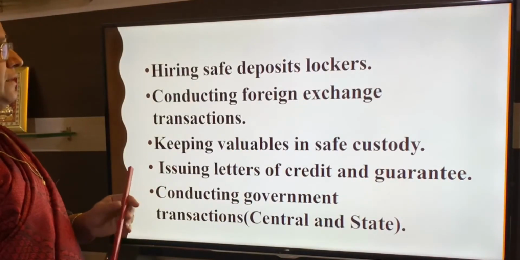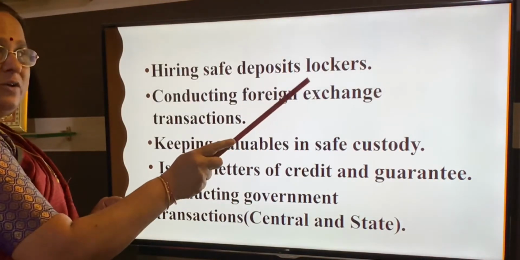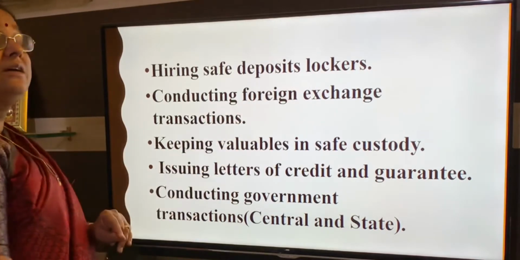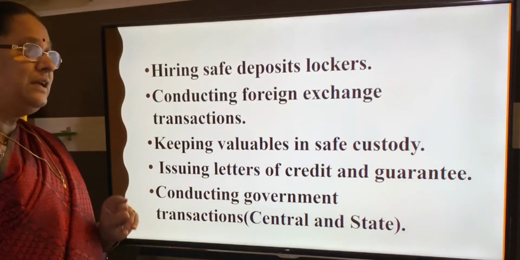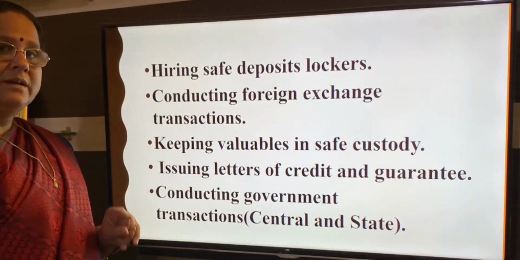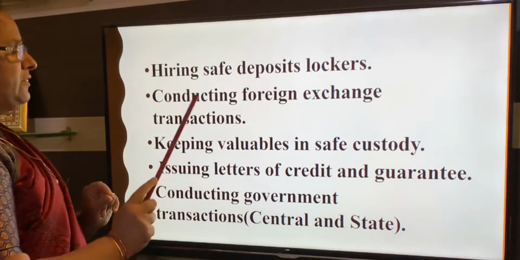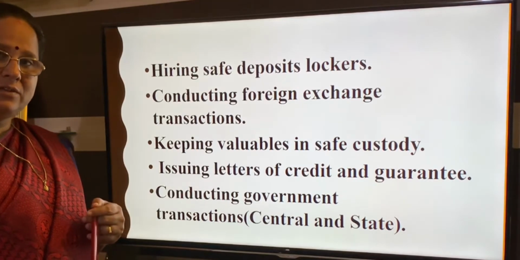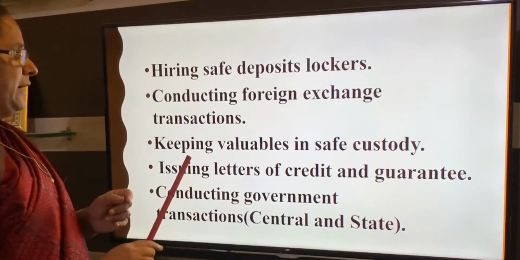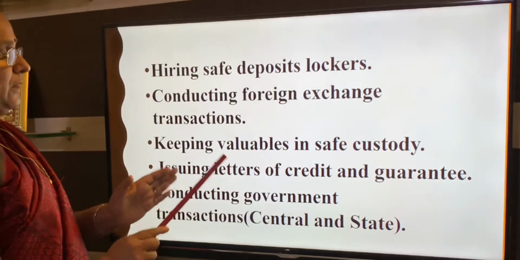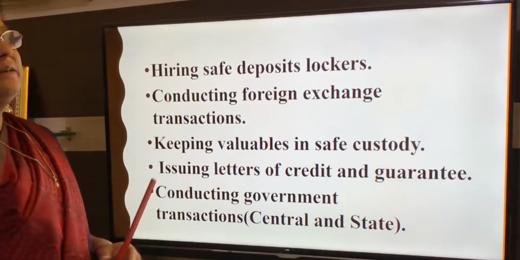And the next one is here the bank also provides us locker facility where we can keep our valuables safely in the locker. The next one is foreign exchange transactions can be done through the bank itself. And the next one, we are keeping all the valuables in the safe locker.